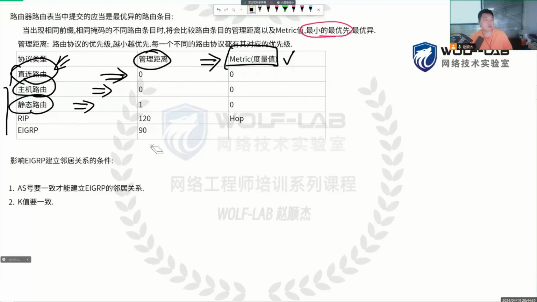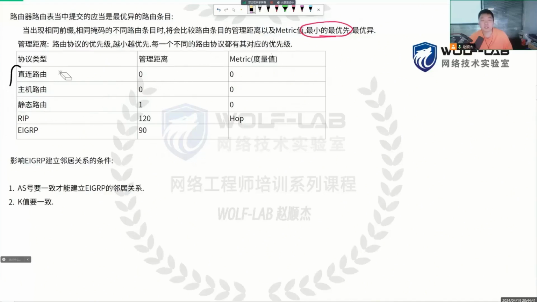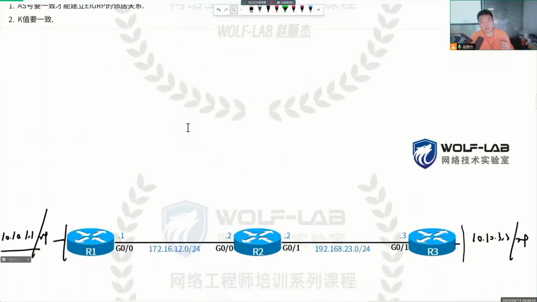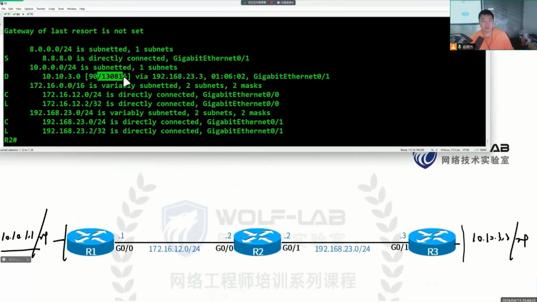First, compare the administrative distance. First, compare the modes of transportation and choose a better mode of transportation. Then, if the modes of transportation are the same, I see who spends less money has higher priority. Therefore, students, the metric is also one of the important conditions for a routing entry to be excellent.